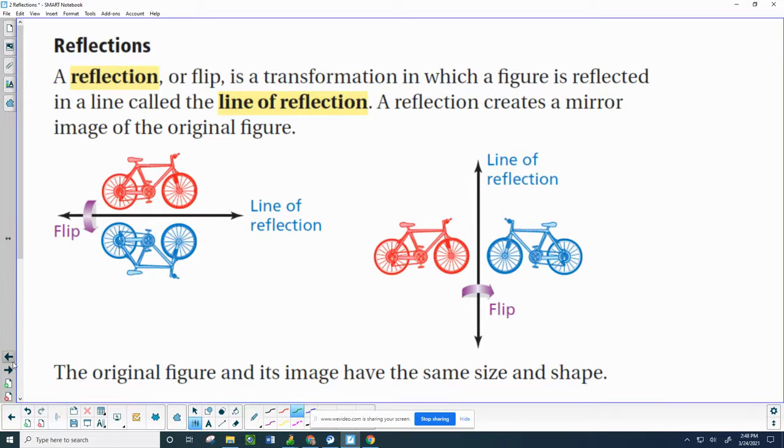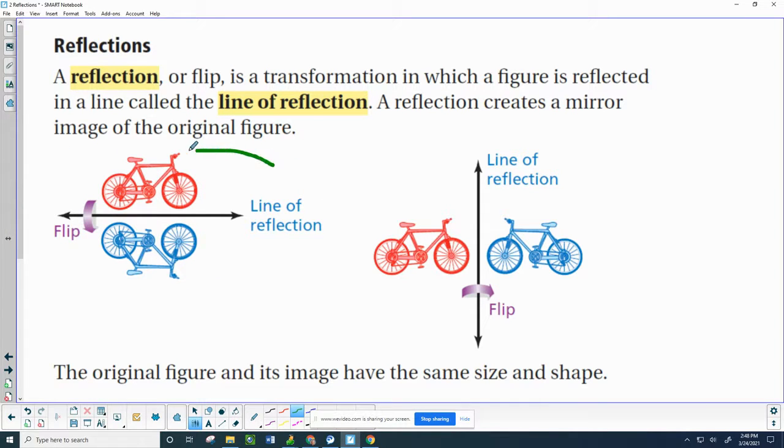Yesterday we talked about transformations where we just slide an object around up and or side to side. This one we're going to be talking about flipping or reflecting an object over a line of reflection. So basically that's what a reflection is, just a flip or a transformation in which the figure is reflected in a line called the line of reflection. A reflection creates a mirror image of the original figure, as you can kind of see demonstrated.